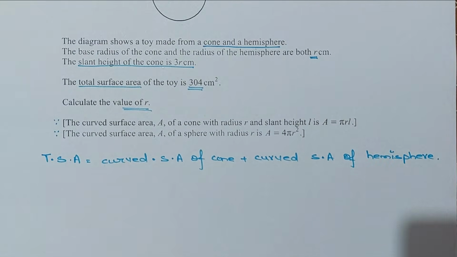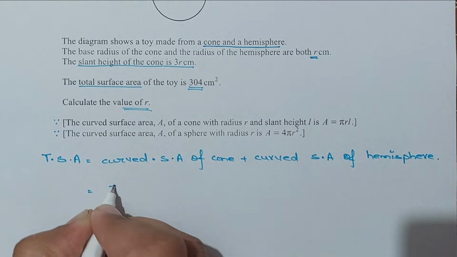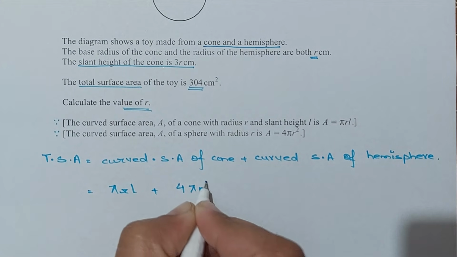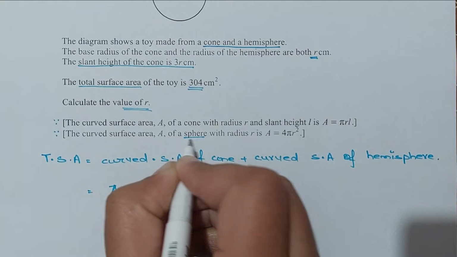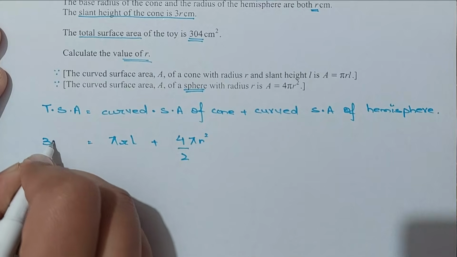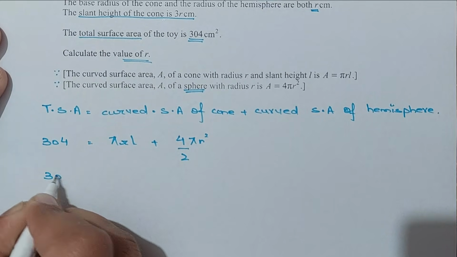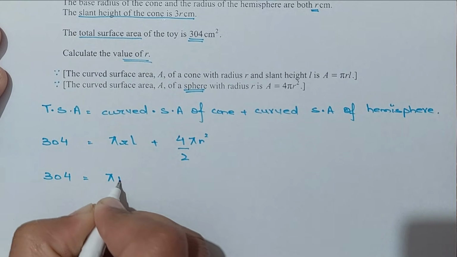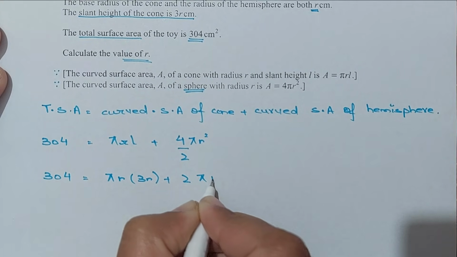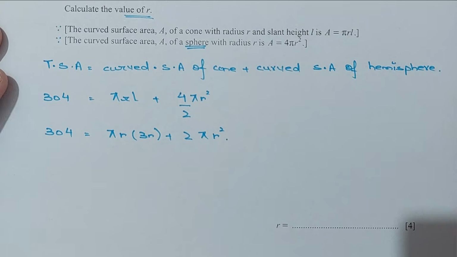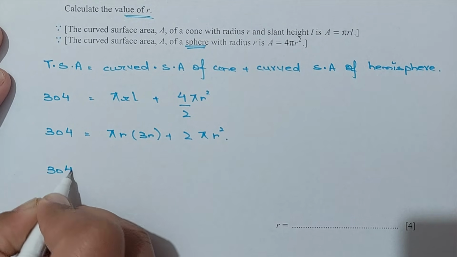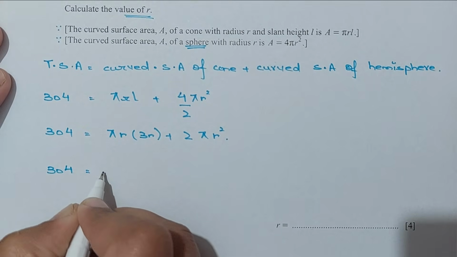All right. So the curved surface area of a cone is pi r l, and for hemisphere it is 4 pi r square divided by 2, because this is for a sphere and for a hemisphere we have to divide it by 2. And the total is given 304. So 304 equals pi, the radius is same and the slant height is 3r, plus 2 pi, the radius is same, which is r square, right? Now for this simplification we have to work for r.